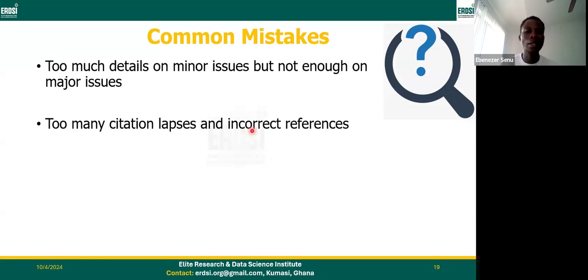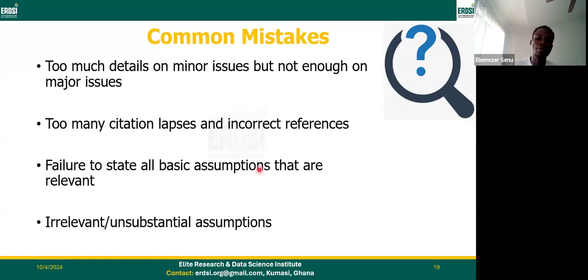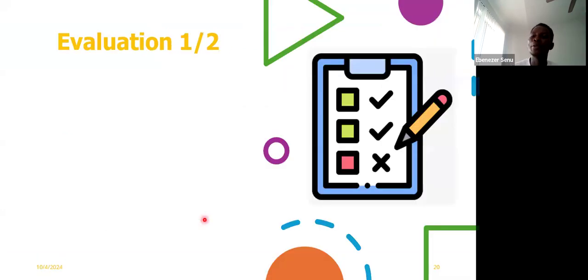Very, very important: assumptions. You have to make sure all your assumptions are right. You don't have to be making irrelevant or substantial assumptions. And when you are done with the whole thing, you have to evaluate yourself on the background.